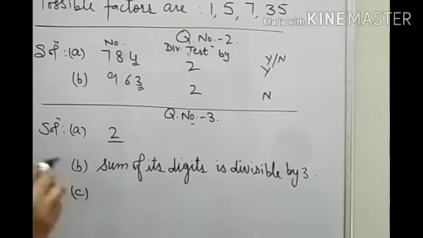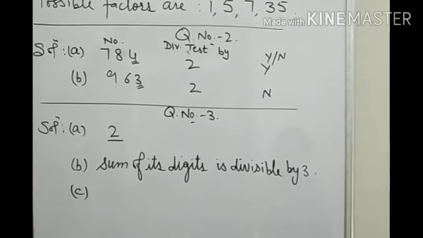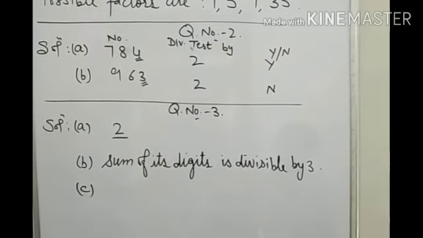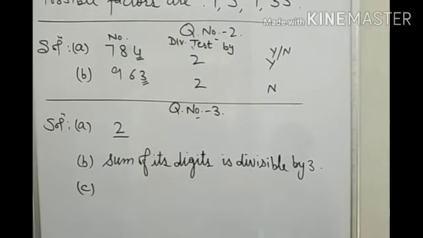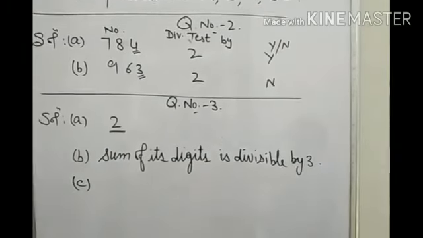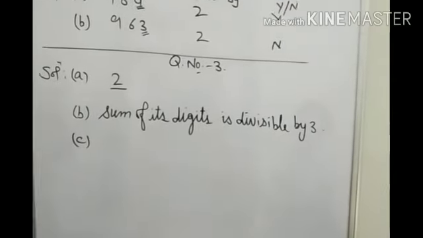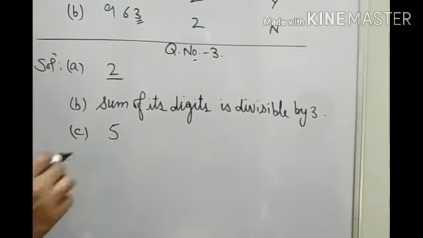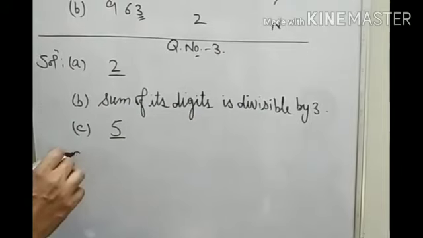Then part C. In part C we have: a number is divisible by dash if either 5 or 0 is present in its ones place. If 5 or 0 is there, then it is divisible by 5. So what will we write in the blank? We write 5 in the blank.